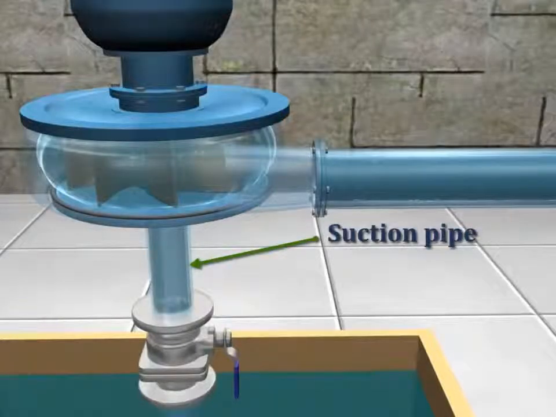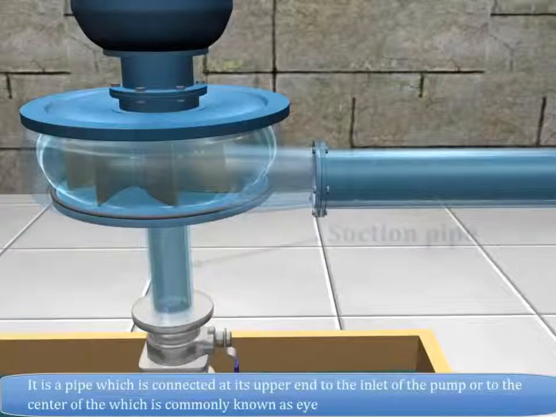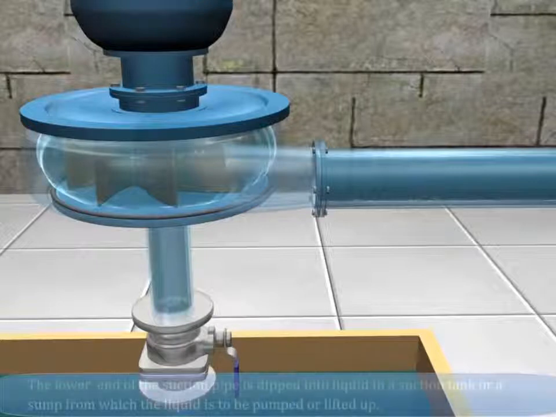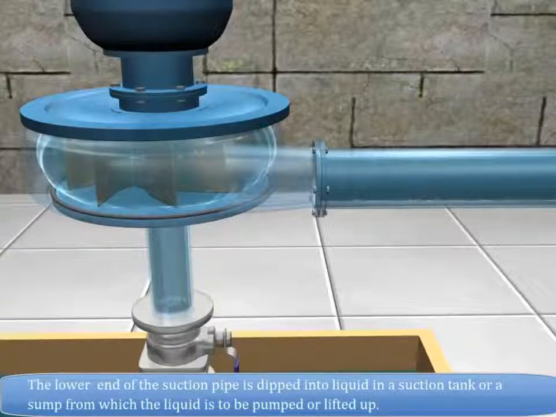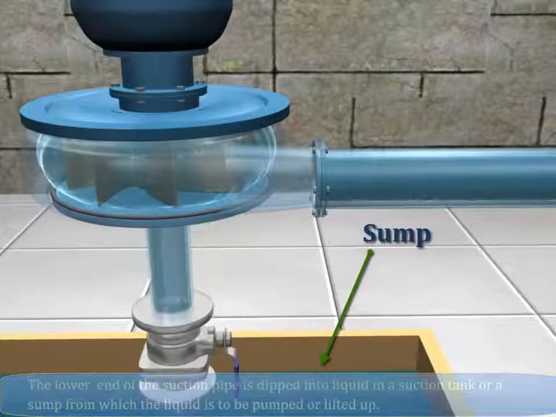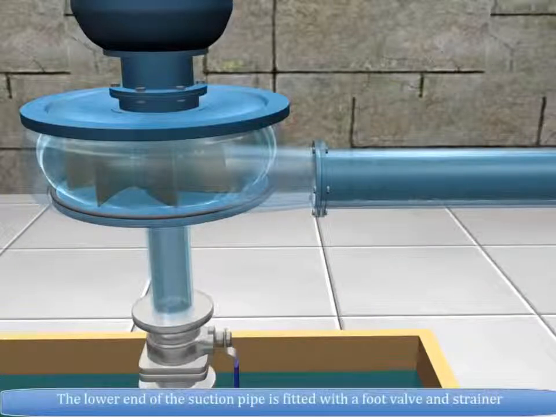Suction pipe. It is a pipe which is connected at its upper end to the inlet of the pump, or to the center of the impeller, which is commonly known as the eye. The lower end of the suction pipe is dipped into liquid in a suction tank or a sump, from which the liquid is to be pumped or lifted up. The lower end of the suction pipe is fitted with a foot valve and strainer.